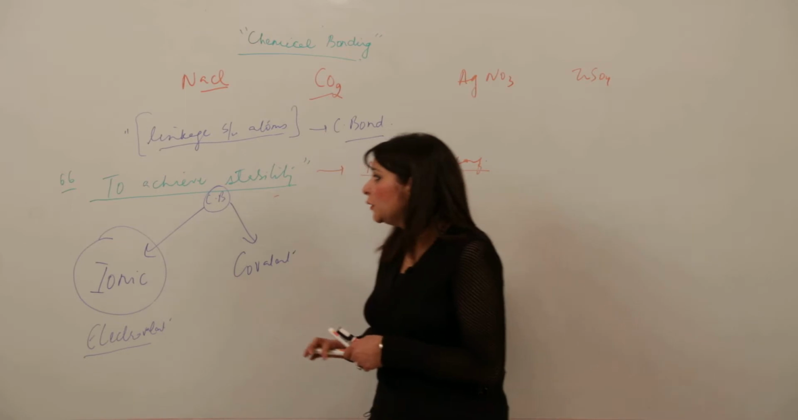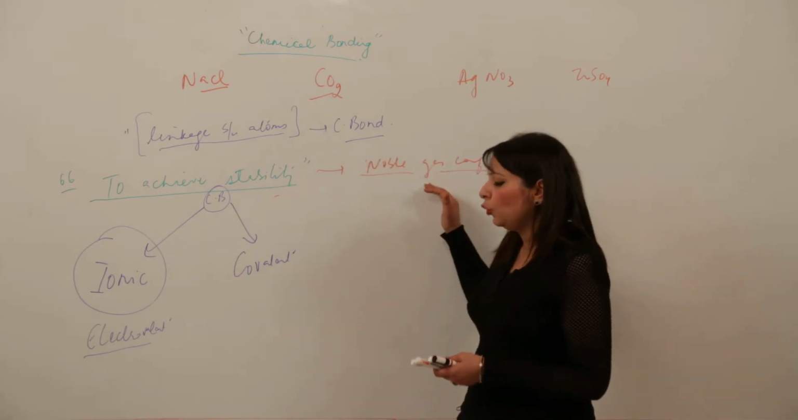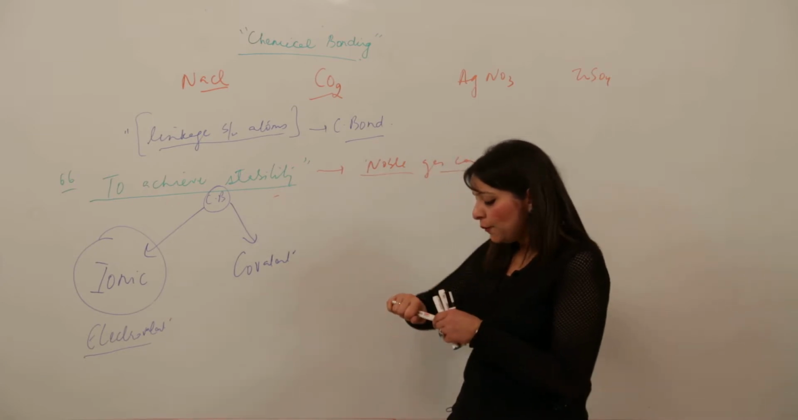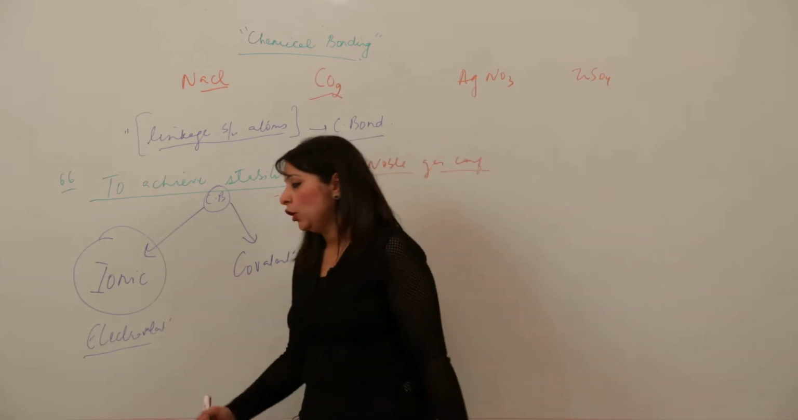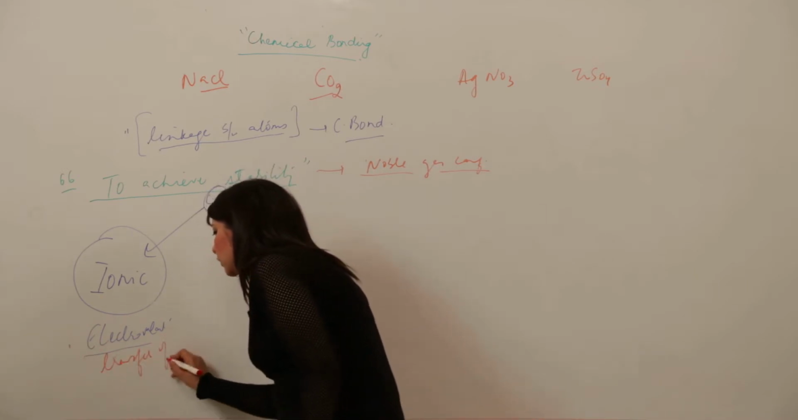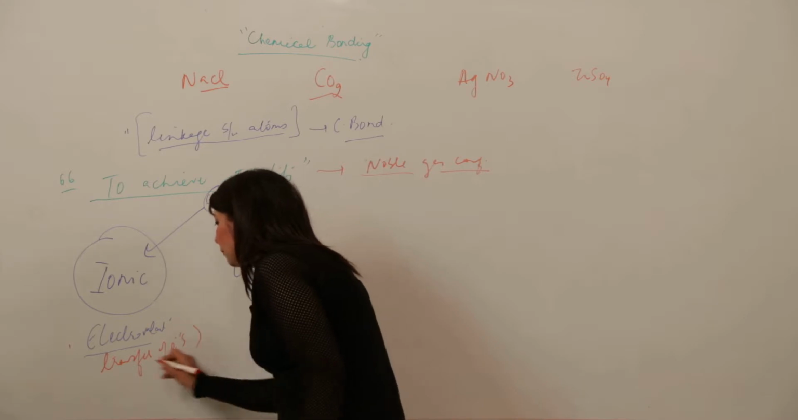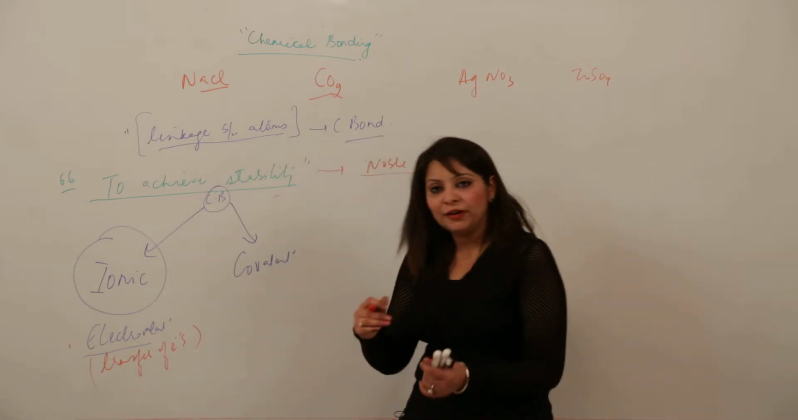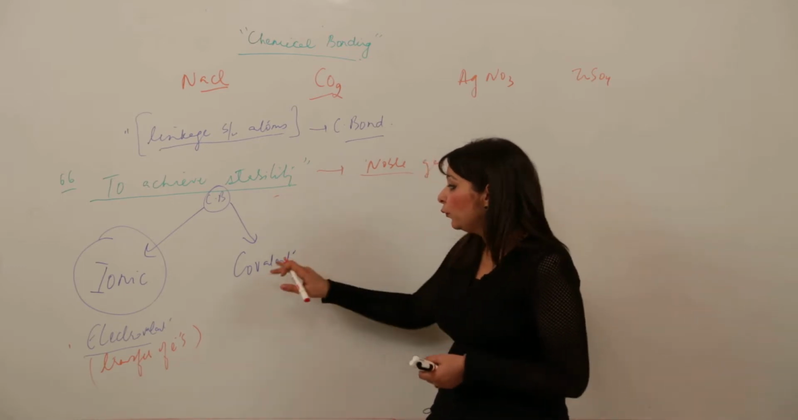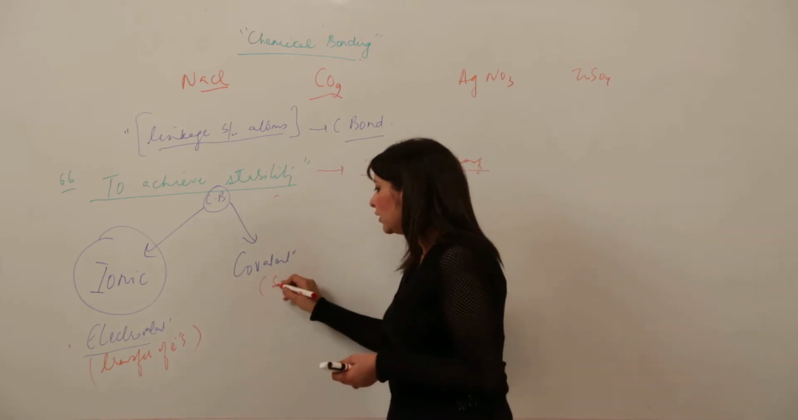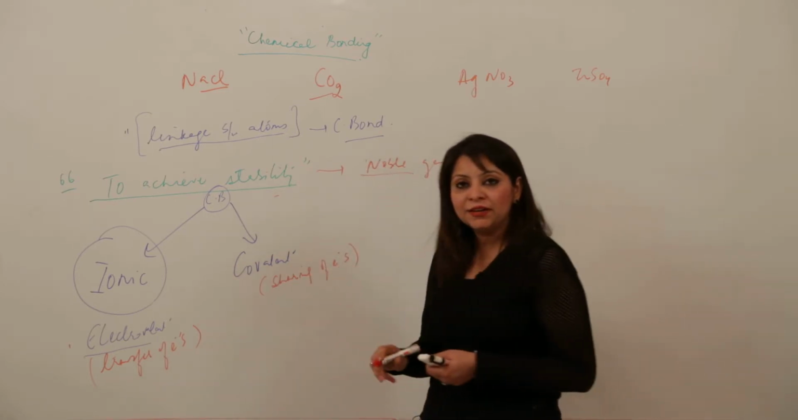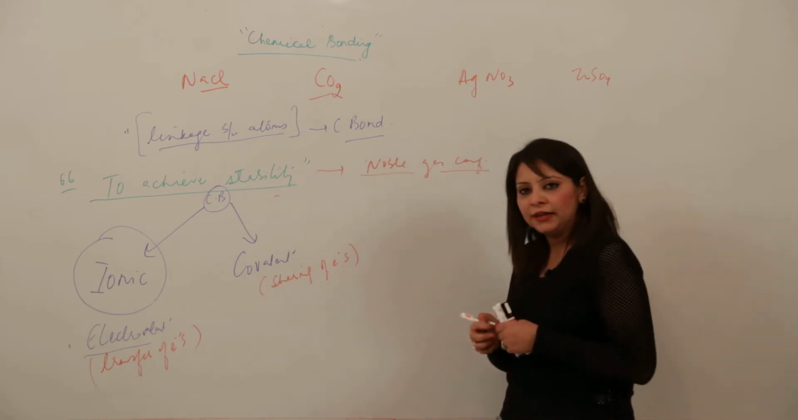Now, to achieve stability, to achieve noble gas configuration, two kinds of bond are possible, ionic and covalent. So what will happen in the ionic bond? Ionic bond just involves the transfer of electrons. As I illustrated in the example of NaCl, one will be losing, the other will be gaining. Mutual understanding, right? And what will happen in the covalent bond? It occurs due to sharing of electrons.